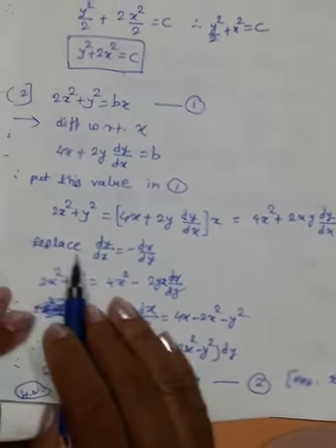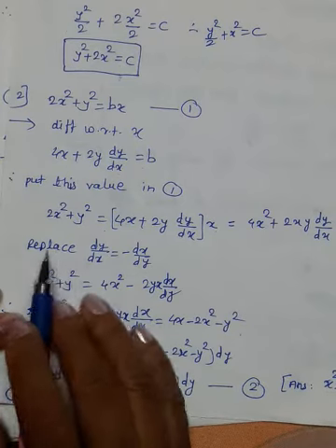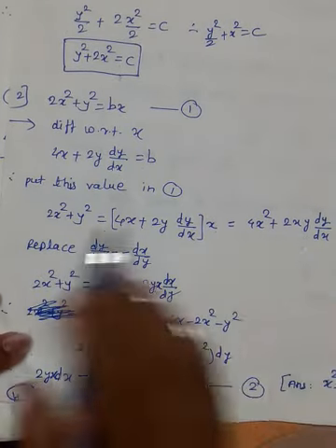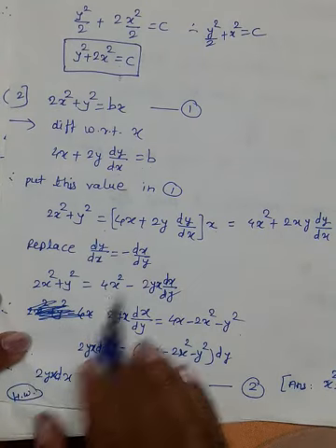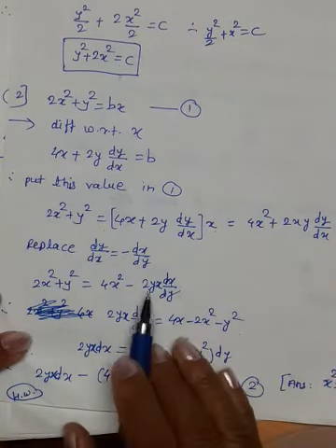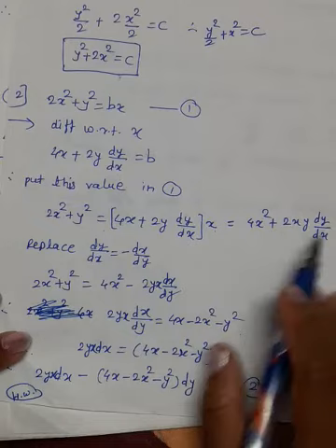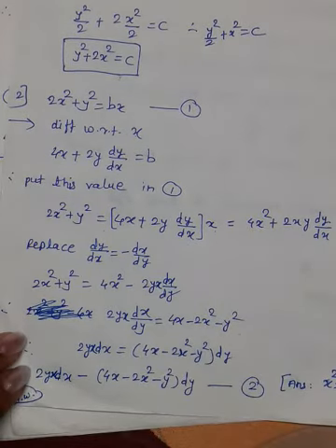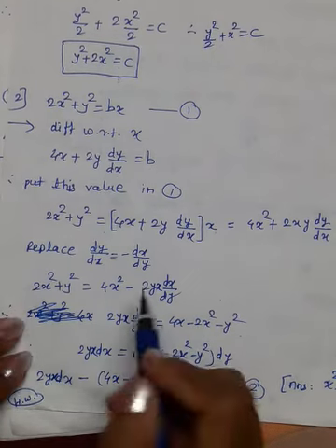Now the third step is replacing dy by dx with minus dx by dy in the given equation. We get 2x square plus y square is equal to 4x square plus 2xy as it is, and dy by dx becomes minus dx by dy. This completes our third step. Now we have to solve this equation.